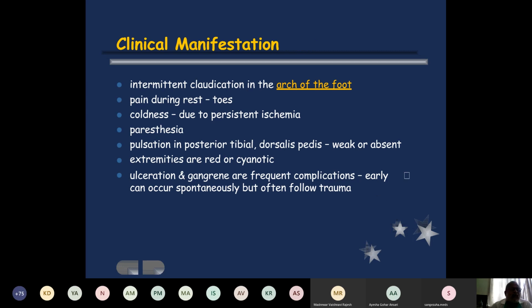So coming back, because of some technical problems, to the clinical manifestations of TAO: intermittent claudication, pain during rest, coldness, paresthesia, absence of pulsations or diminished pulses in the posterior tibial and dorsalis pedis. Extremities are red and may be cyanotic depending upon the stage of the disease. Ulceration and gangrene are frequent complications and occur early, spontaneously, but are often followed by minor trauma.